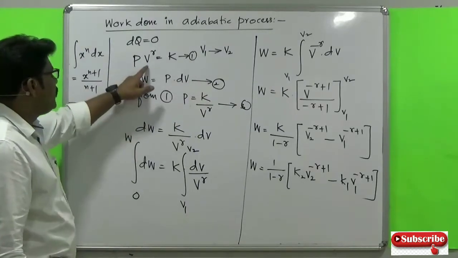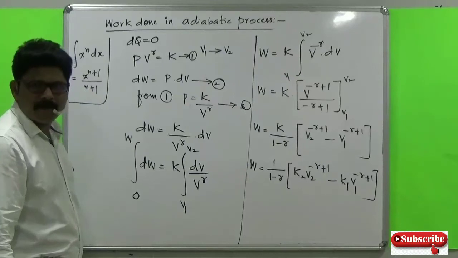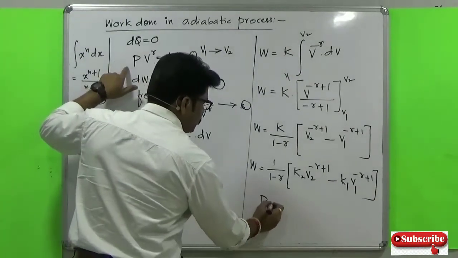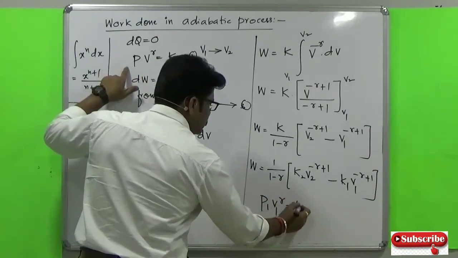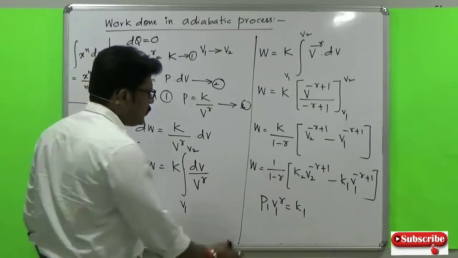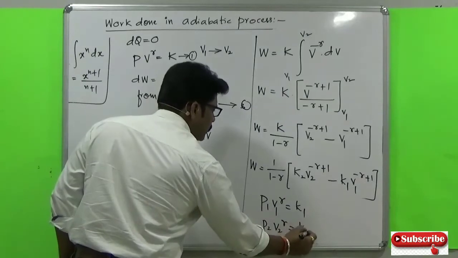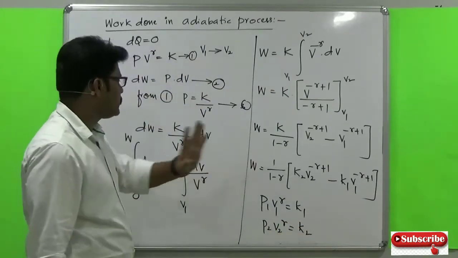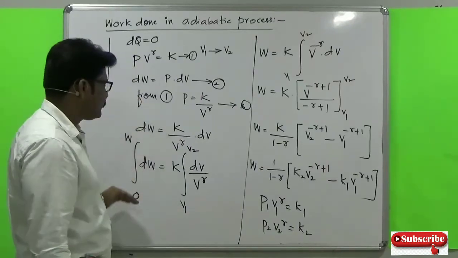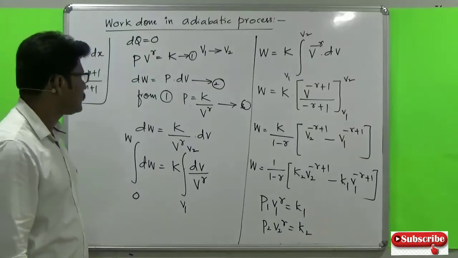PV power gamma is equal to constant. We can write it another way: P1 V1 power gamma is equal to K1, a constant, and next P2 V2 power gamma is equal to a constant. We have to take both and substitute. Copy this as it is, then we will proceed.